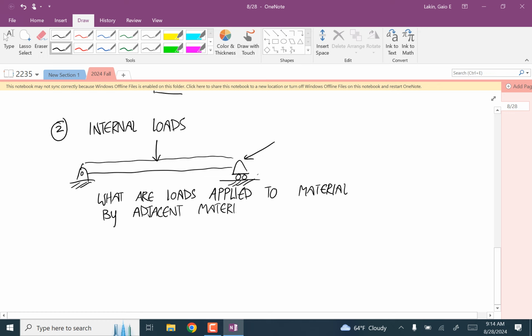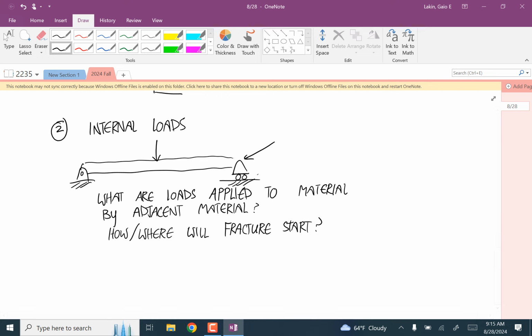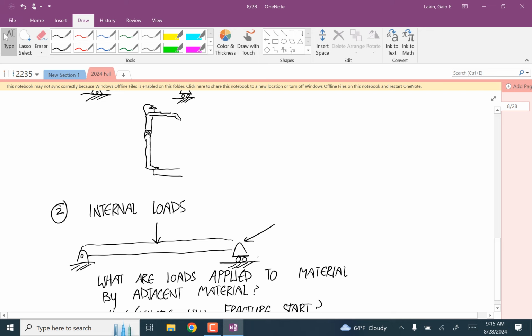And this is the first step in trying to figure out where you're worried about something breaking, how likely it is to break. So this is really like the lead in to deform. Okay. How and where will a fracture start? That's what we're starting to get to with these internal loads. So that's kind of the heart of what statics is, those 2 questions. Anybody have any questions about that?